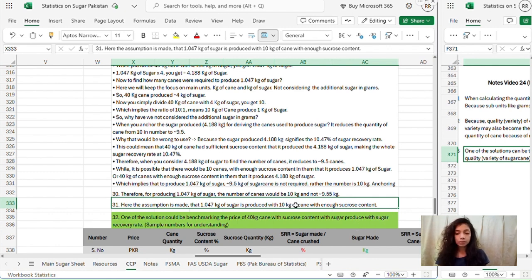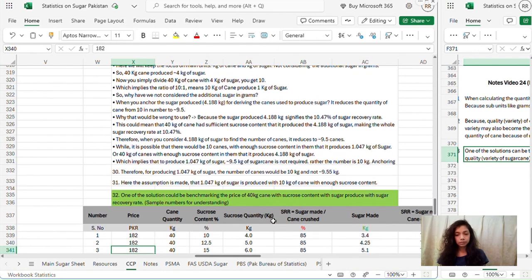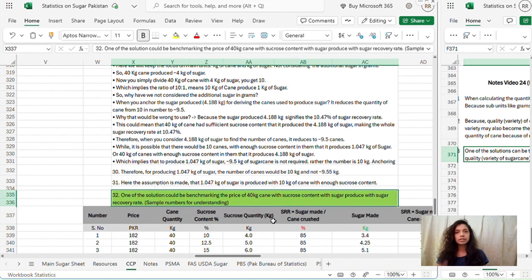Now, because we don't have the data of the cane quality and the sucrose content in it, percentage and the quantity, we are assuming that 10 kg of cane is producing 1 kg of sugar with addition of 47 grams of sugar, because it has enough sucrose content in it. So one of the solutions for the government, because why it creates a problem.